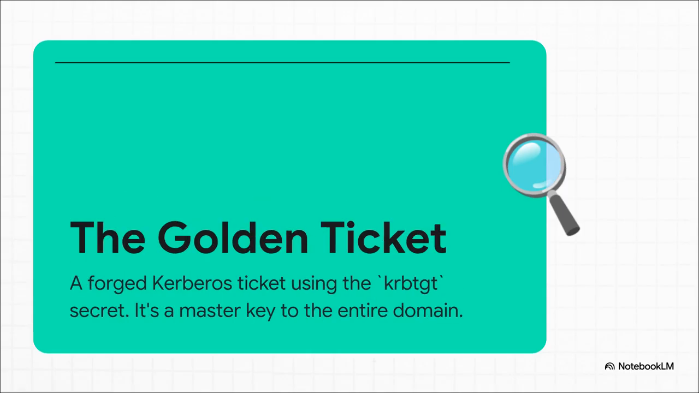See, there's this one super special account called KRBTGT. Its password hash is the secret key used to sign and validate every single access token, every Kerberos ticket in the entire domain. If you have that key, you can forge your own tickets. And this is the infamous golden ticket. It's a master key to the entire kingdom, and it can be valid for years.